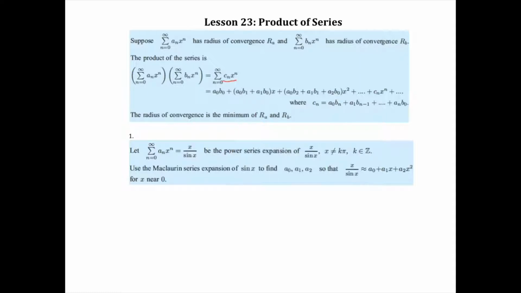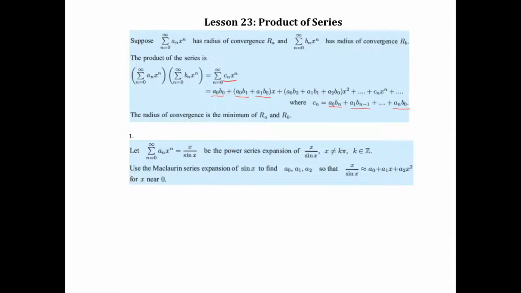But c_n is just a_0 b_n plus a_1 b_(n-1), all the way up to a_n b_0. So that comes from a_0 b_0 making the constant term. For the term with x to the 1, it'd be a_0 b_1 plus a_1 b_0, because b_1 and a_1 are the x terms, but then they have to multiply by the constant terms to still have a power of 1 in x.